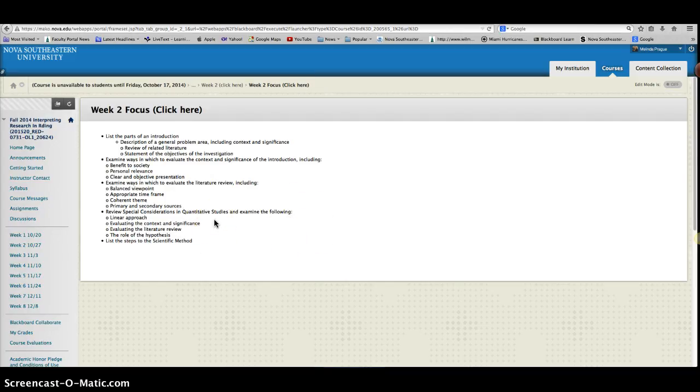Next, we'll be looking at what is important in a quantitative study. Specifically, we should understand the linear approach, the role of the hypothesis, as well as the steps in the scientific method. All of this will become crystal clear as you read chapter 2.